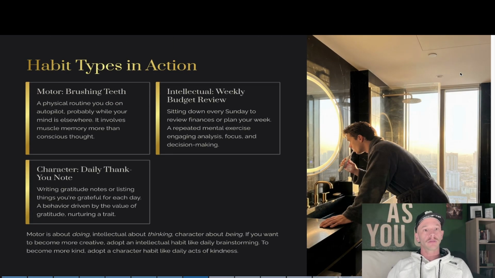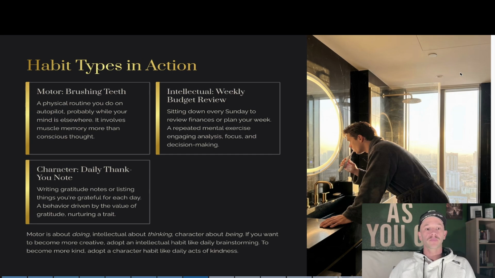Habit types in action. Motor: brushing your teeth, a physical routine you do on autopilot, probably while your mind is elsewhere. It involves muscle memory more than conscious thought. Intellectual: weekly budget review, for example, sitting down every Sunday to review finances or plan your week. A repeated mental exercise, engaging analysis, focus, and decision making. And then you have character: daily thank you note, writing gratitude notes or listing things you're grateful for each day. A behavior driven by the value of gratitude.